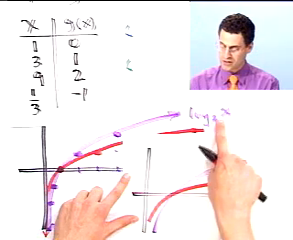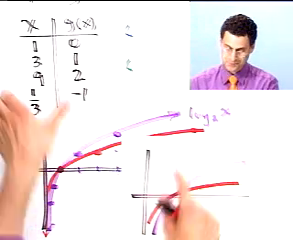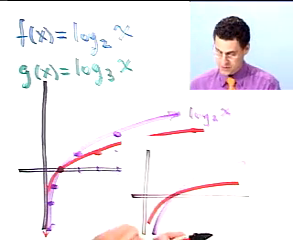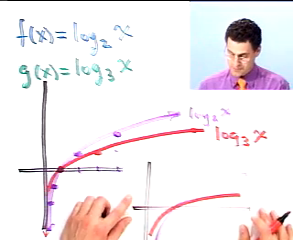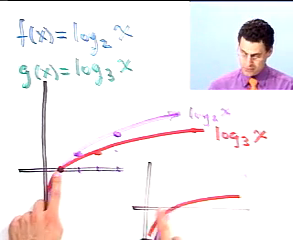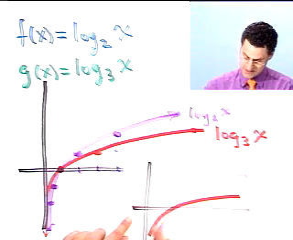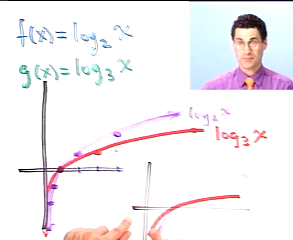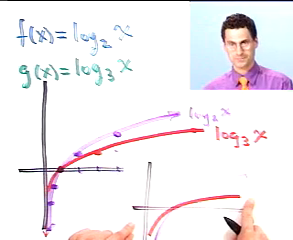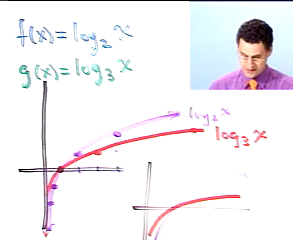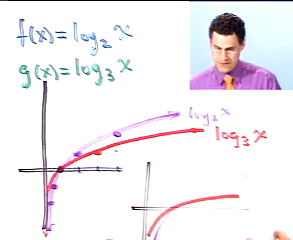So the smaller base wins out. But then, this is log base 3 of x. When you go to the right of 1, you see the red, the higher power, wins out. So this is on top for a while, but then it's on the bottom for the rest. Okay, neat. So there's the graph of log base 3.